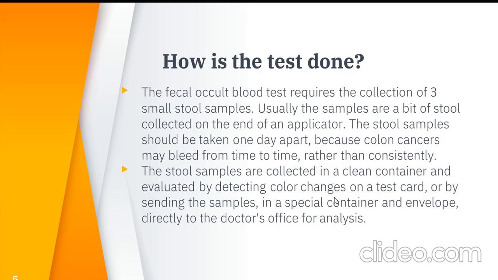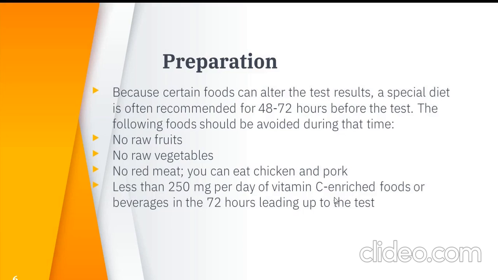Preparation. How should a patient prepare for this? Because certain foods can alter the test results, special diet is often recommended 48 to 72 hours before the test. The following foods should be avoided during that time. No raw fruits, no raw vegetables, no red meat. You can eat chicken and pork. Less than 250 milligrams per day of vitamin C enriched foods or beverages in the 72 hours leading up to the test.